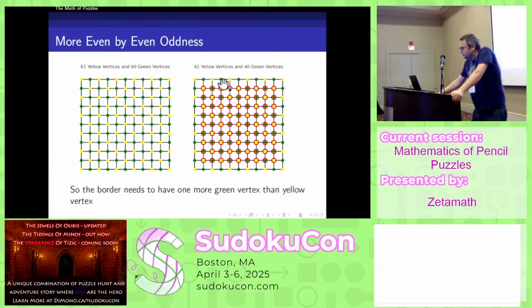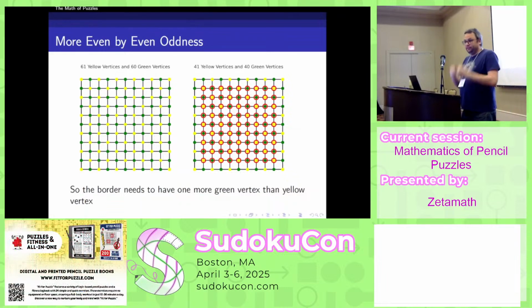And if you look at what that means, if you think about where on the border I'm going to take, that means along the border, I need to start and end at a green vertex. Because if I start at a green and end at a yellow, then I've got an equal number of greens and yellows. And if I start at a yellow and end at a yellow, that's even worse. Now I've got an extra yellow over the number of greens.